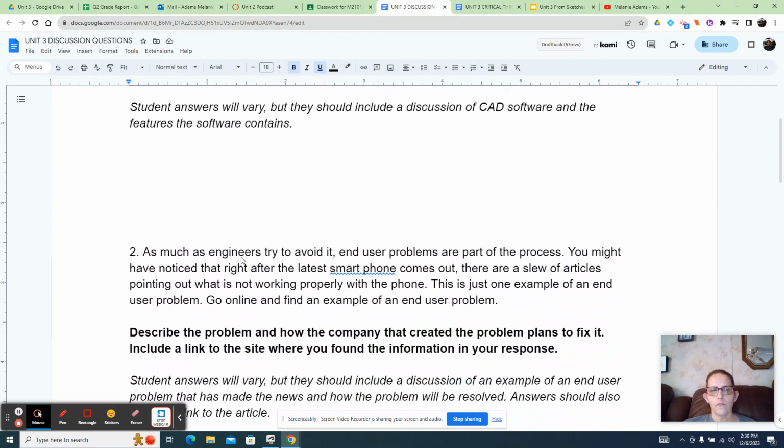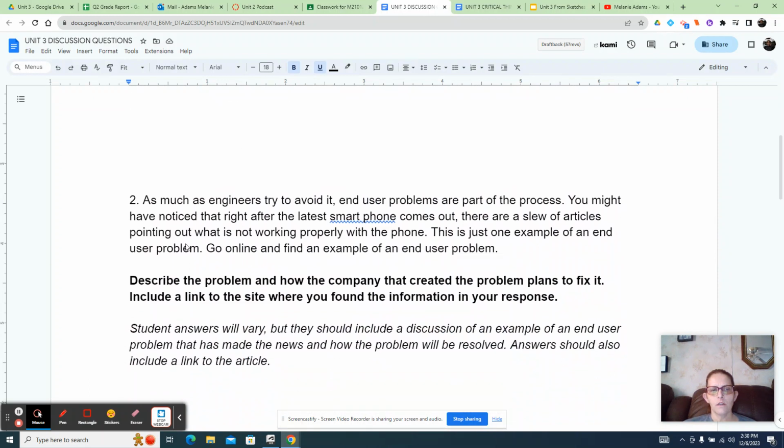Okay. Next question. As much as engineers try to avoid it, end user problems are part of the process. You might have noticed that right after the latest smartphone comes out, there are a slew of articles pointing out what is not working properly with the phone. This is just one example of an end user problem. Go online and find an example of an end user problem. Describe the problem and how the company that created the problem plans to fix it. Include a link to the site where you found the information in your response.